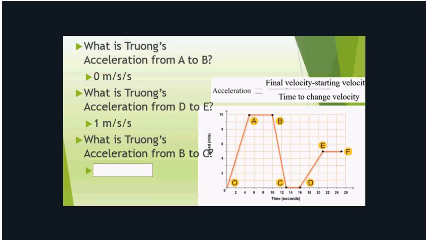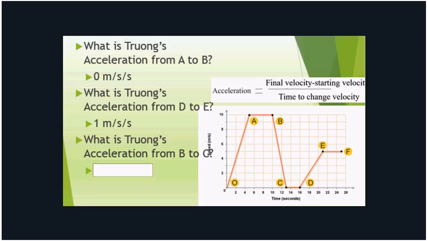What is Trung's acceleration from point B to C? At B, his speed is 10 meters per second. At C, his speed is 0 meters per second. So I'm going to take the final number. C comes after B. So at C, his velocity is 0 minus his starting velocity at B is 10, all divided by time to change velocity.